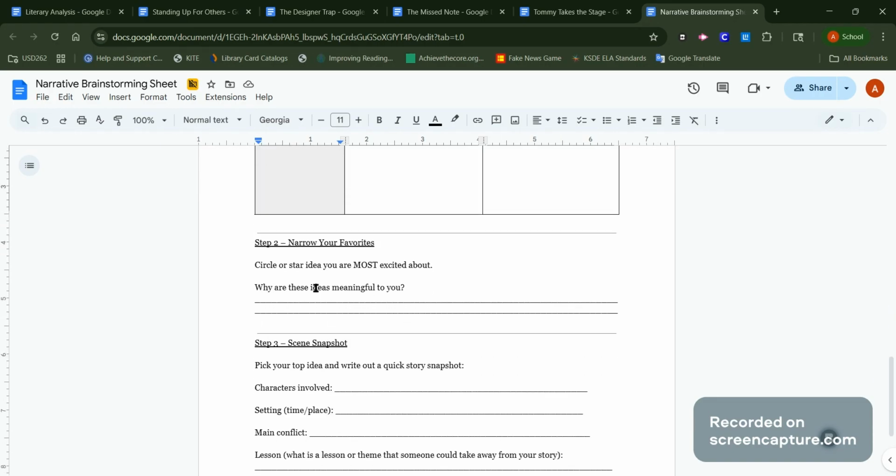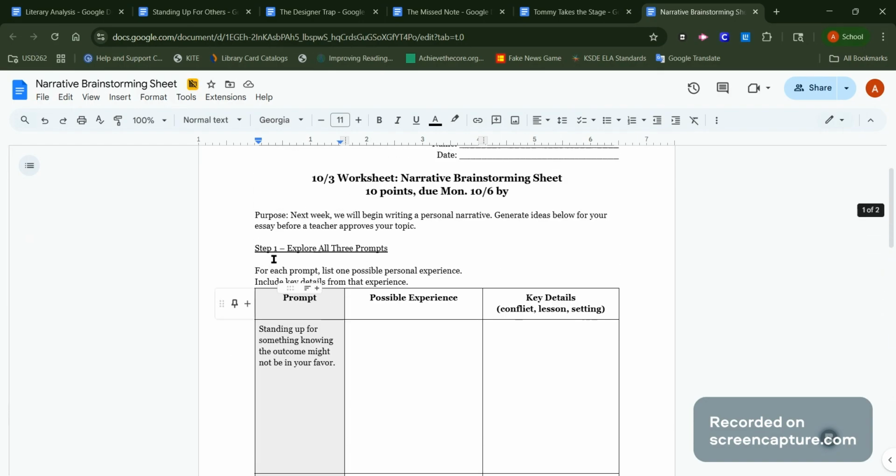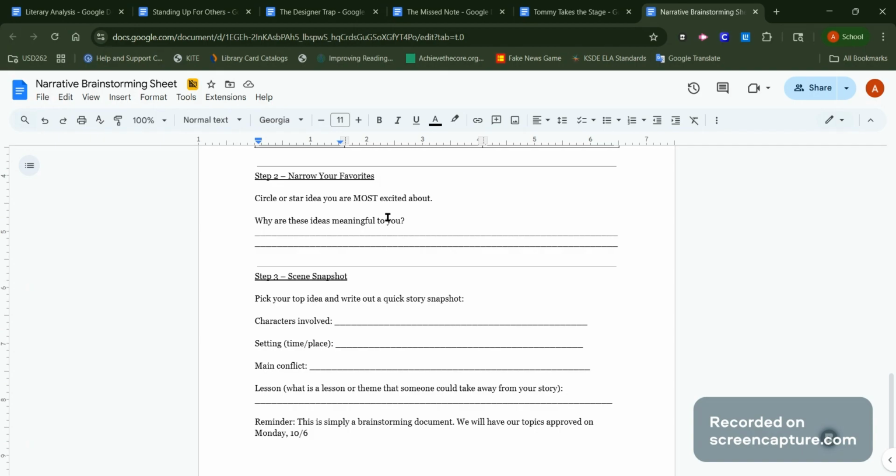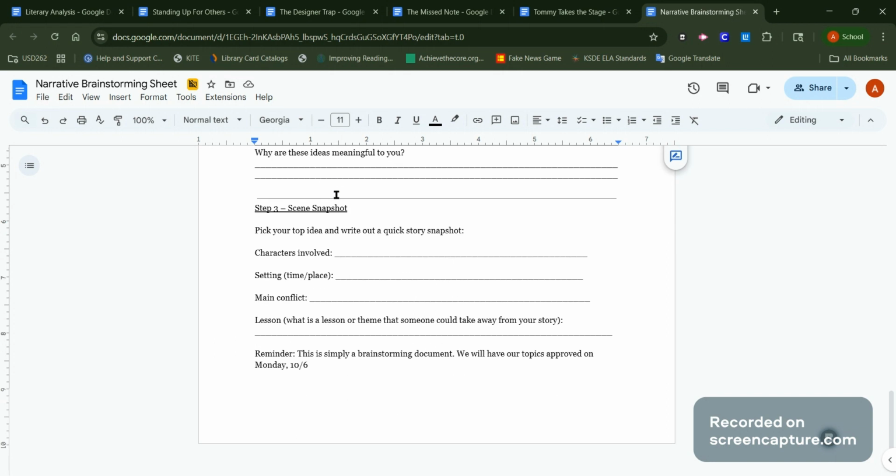Here for step 2, you're going to narrow down to your favorite. So after you've brainstormed and filled this information in, go back up and circle or star the idea you are most excited about. Maybe something that really seems interesting, or you feel that you could complete this assignment over. And then here, why are those ideas meaningful to you? Why do you think you are most excited about that?